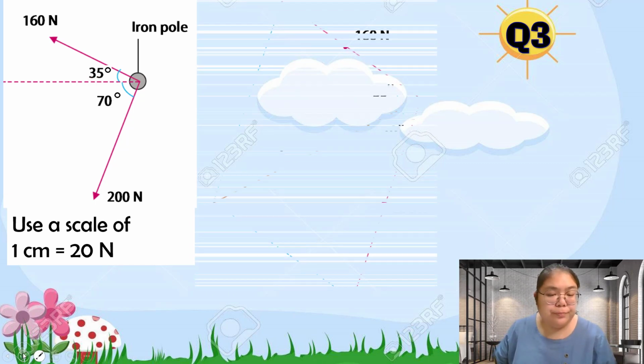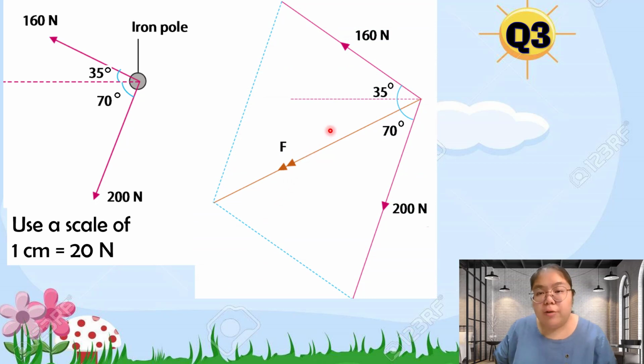Okay, now this one is a drawing. Exactly, you go and draw. Draw this one 8 cm. Then you measure this one 35 degree. Then you measure this one 70 degree. Then you draw 10 cm. After that, you join back, become one parallelogram diagram. And the last part, you go and draw your resultant force. Then you need to measure this one, F is how long. After you measure how long, you need to multiply again by 20 Newton. So that one is your final answer.